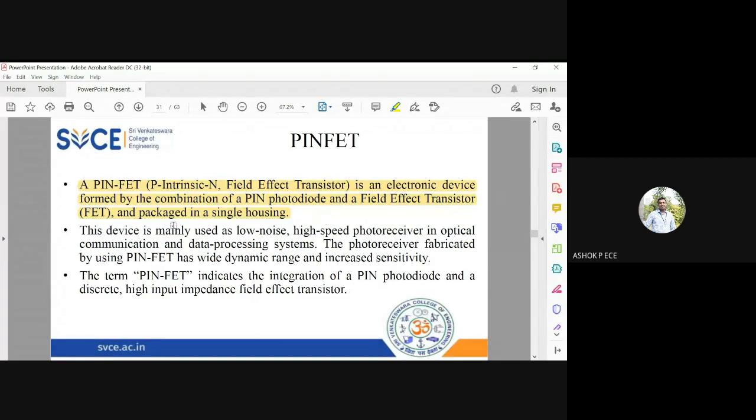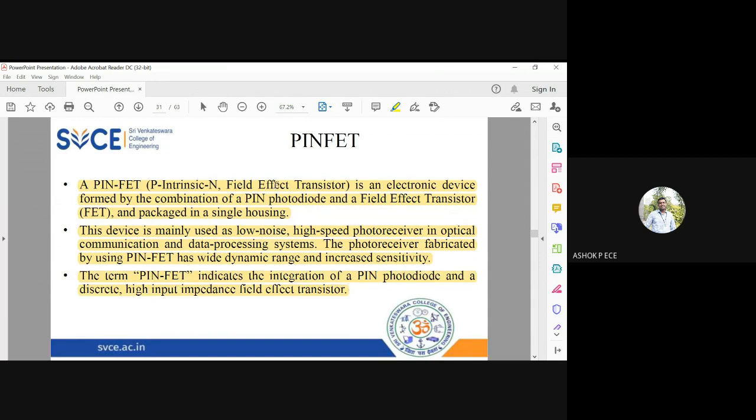So this device is mainly used as a low noise, high speed receiver in optical communication and data processing systems. The photo receiver fabricated with the PINFET has a wide range and dynamic sensitivity. So PINFET means it is a combination of PIN and FET. What is PIN? PIN means it is going to be a photodiode.